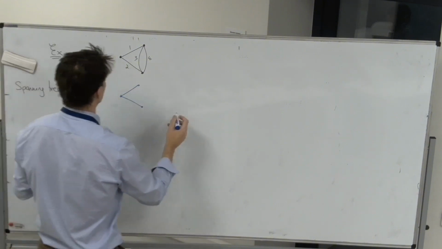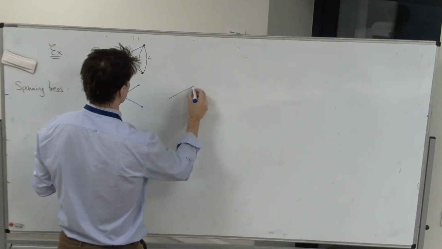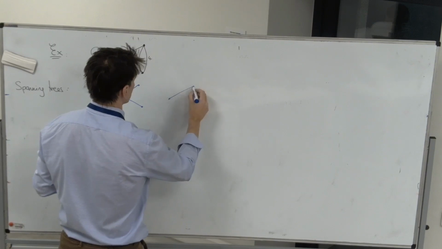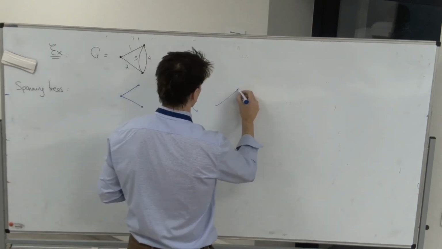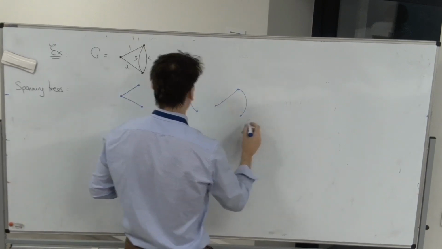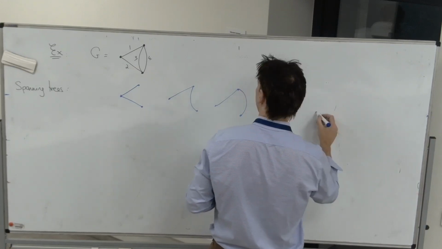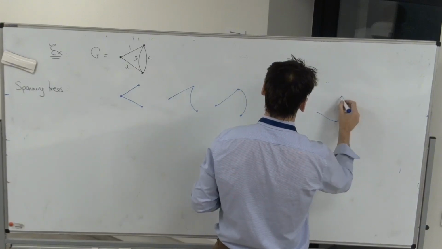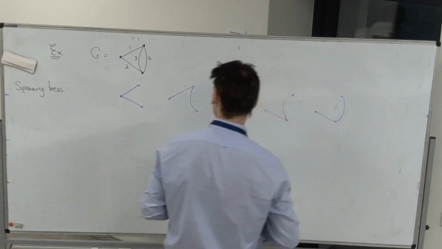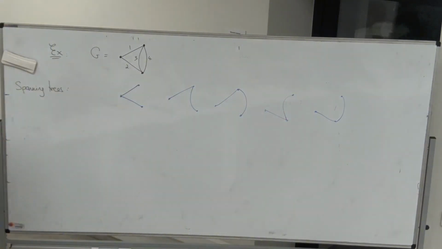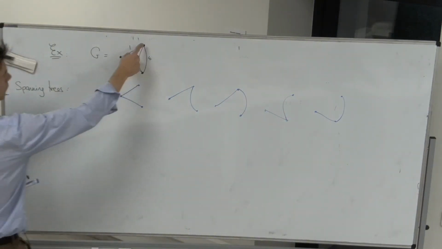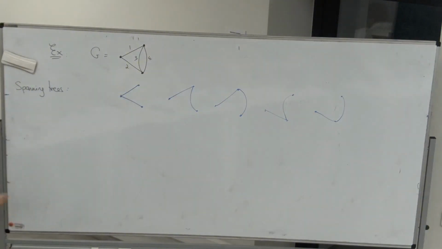1, 2. We can have 1, 3. We can have 1, 4. 2, 3. 2, 4. And that's it. Okay, you can't have a triangle 1, 2, 3 because that is not simply connected. So those are the only ones.